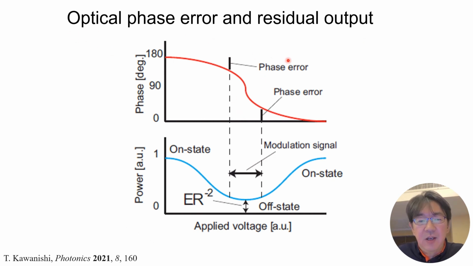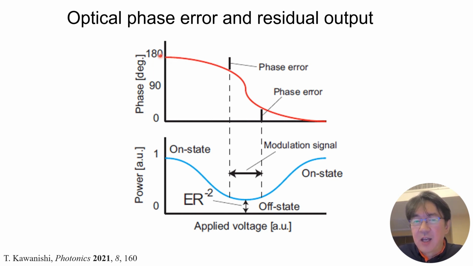This shows the typical response of the optical phase and the power with the finite extinction ratio. We change the voltage from here to here, so the phase will be plus 180. That means -1 on the real axis.